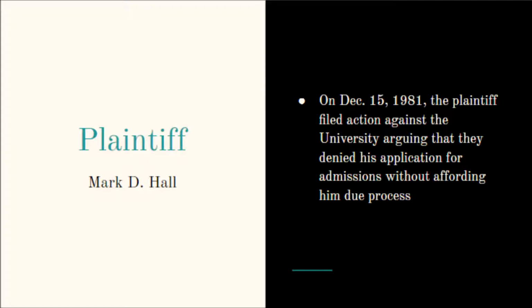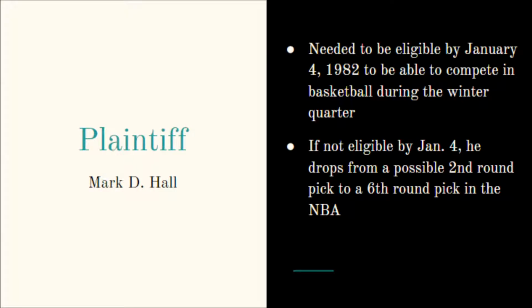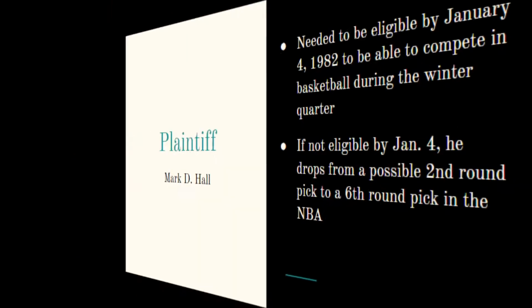Mark Hall, the plaintiff, filed action on December 15, 1981. He moved for a preliminary injunction to be admitted into the degree program by January 4, 1982, so that he could regain his eligibility to finish his senior year of basketball. He argued that they denied him admissions without affording him due process. If he did not regain his eligibility by January 4th in 1982, he would miss the winter quarter of basketball and would drop to a possible sixth-round draft pick in the NBA.